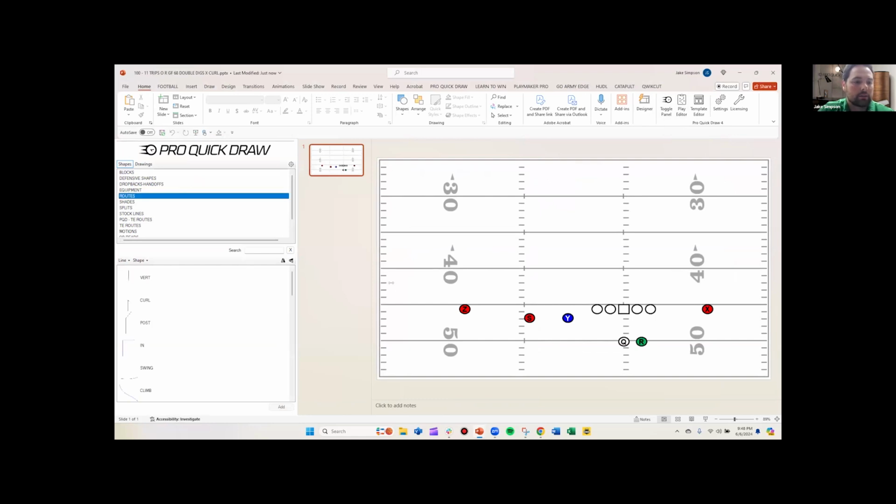Now I can go routes. We'll go select my slot, Y, hold control, select them both. We got double digs right here, double in, boom. And then same deal, select them both. We're going to bring them down to 10. And then we got a post right here at 12.